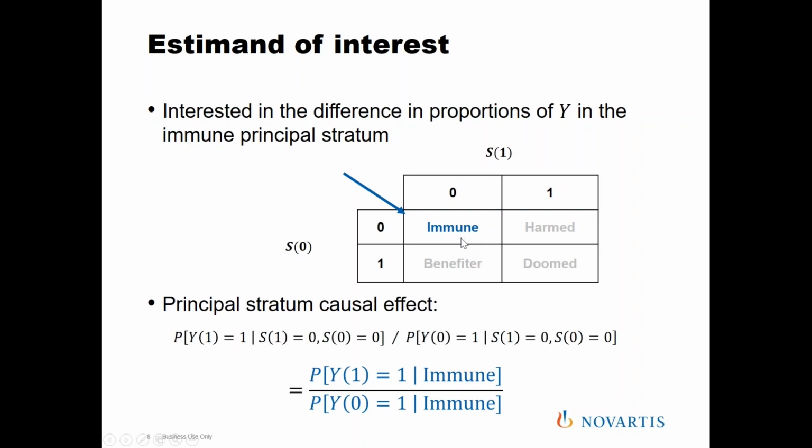And so without further ado, we can simply write down the estimand of interest, or the principal stratum causal effect, which in this case is just the risk ratio of the probability of experiencing the outcome if treated among immune patients, divided by the probability of experiencing the outcome if untreated among immune patients. In this case we used a risk ratio, but this could of course be a risk difference or an odds ratio as well.